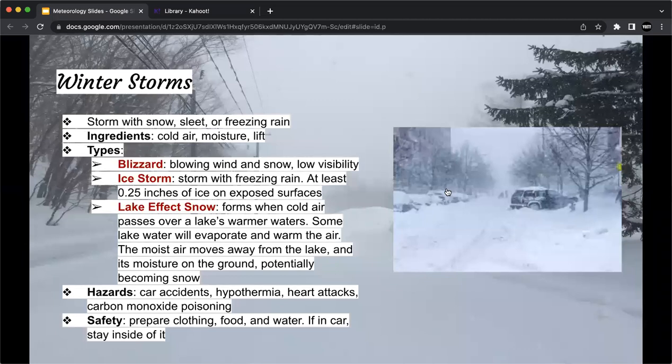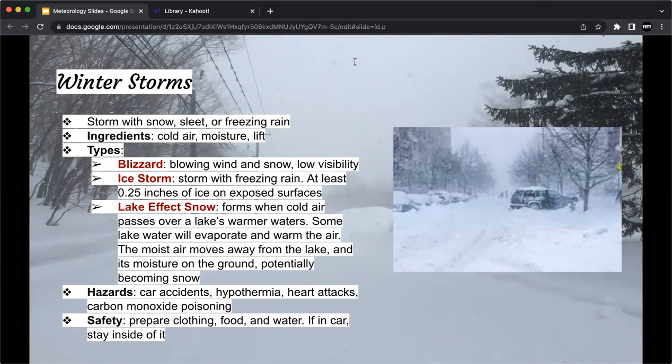Okay, now we have some winter storms. So these are storms with snow, sleet, or freezing rain. And the ingredients for these storms are the air must be cold, it must be moist as well, and there has to be some lift. So the main types of storms are, first, we have blizzards, which is just blowing wind and snow, and there's low visibility. If you see in the picture here, there's all this snow and it's blowing around, so it's hard to see.